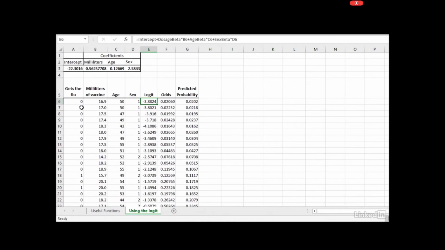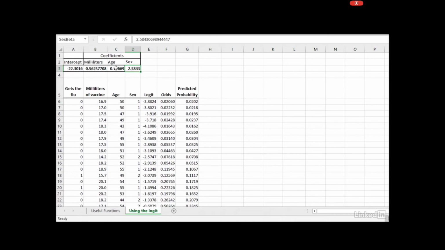What we've got here is a somewhat different example than we've been working with in prior lessons. Our outcome is whether or not a person gets the flu. And we have a new vaccine that we're testing, and we want to test different milliliters of that vaccine. And we want to test it against people of differing ages, and against males and females, to see if there's a sex-related difference in terms of who gets the flu having been administered the vaccine at a given age.